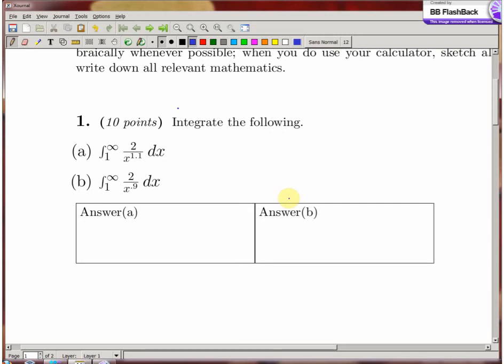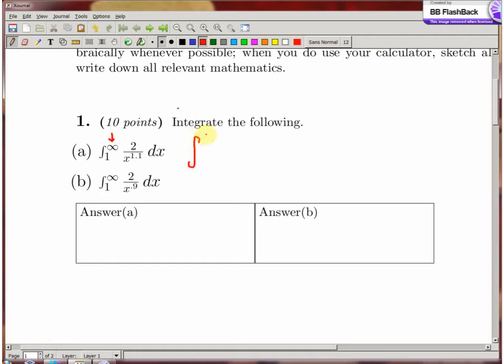Okay, so this is number 1 on the practice version of the second exam. So we have to do some more integration problems. The instructions, as you can see here, are just to integrate the following. One thing that makes these a little bit weird is that these are what's called improper integrals, because they have infinity here instead of a number. So that's the trick: how do you deal with infinity?